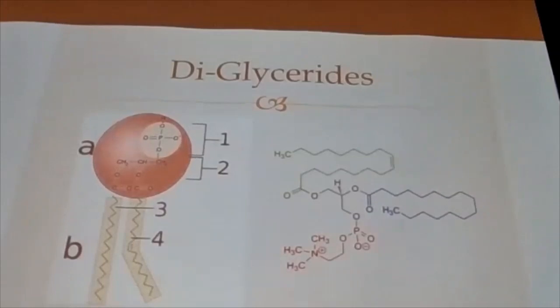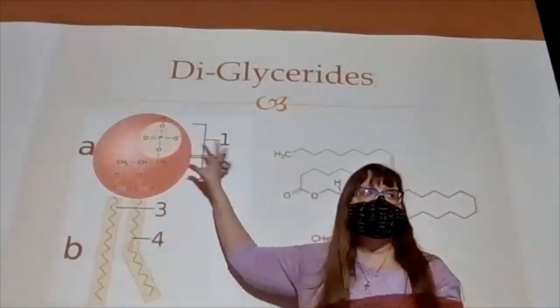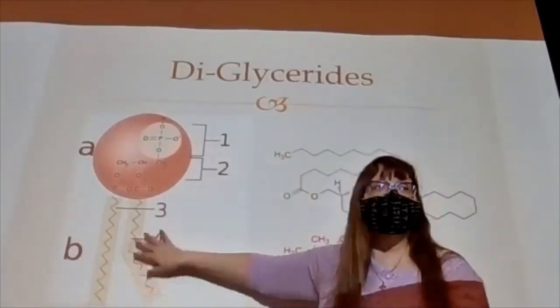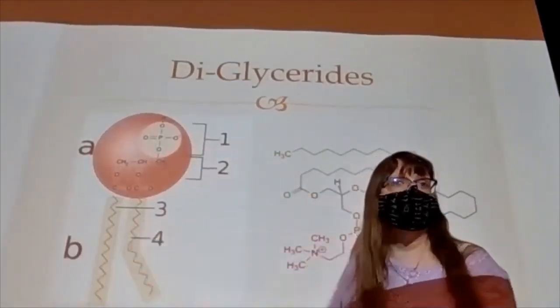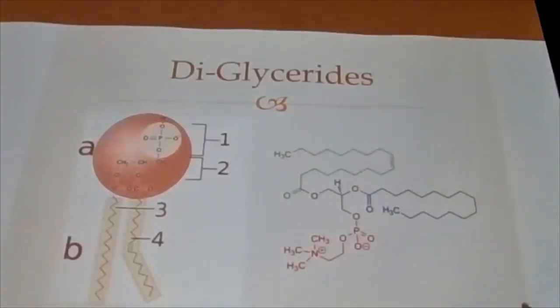So if I had a couple of these phospholipids that were near each other, the heads would hang out together because they're both polar, and then the tails would hang out together because the tails are both nonpolar. So they would just sort of line up with all of the heads facing in the same direction, all of the tails facing in the same direction.